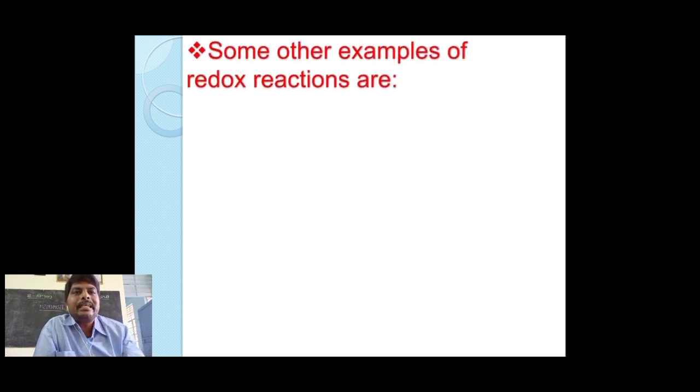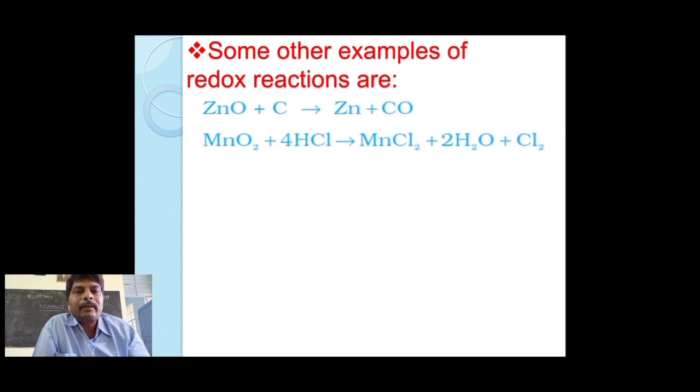Now we will see some other examples of redox reactions. You can see ZnO plus C gives rise to Zn plus CO.